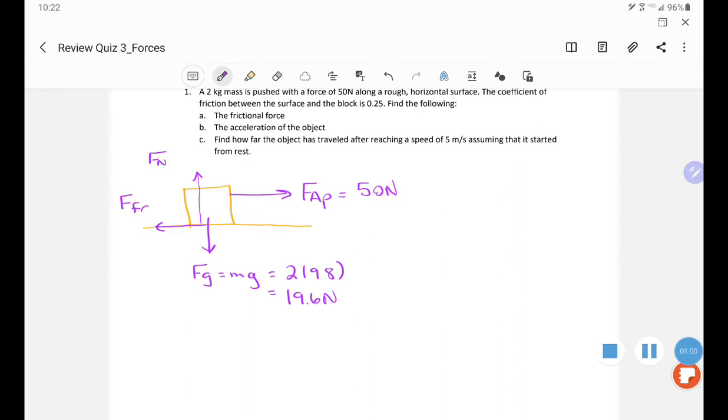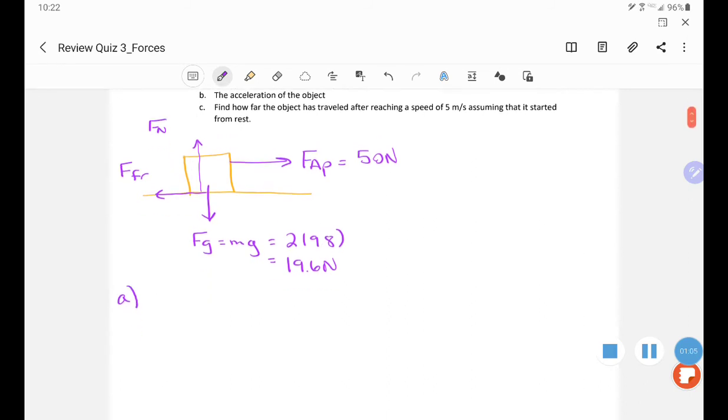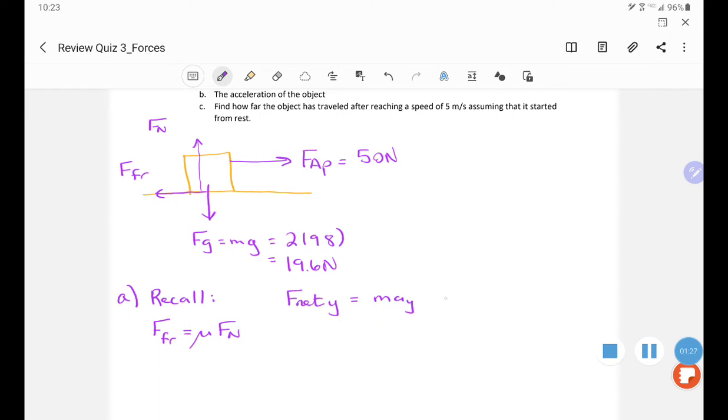Now, in order to find the frictional force, I need to, first of all, recall that friction is mu times the normal force. I have mu, but I don't have the normal force, so that brings me to the next thing to do. If I write out F net in the y direction equals m a_y, a_y is 0, because the velocity of the thing in the y direction is 0.